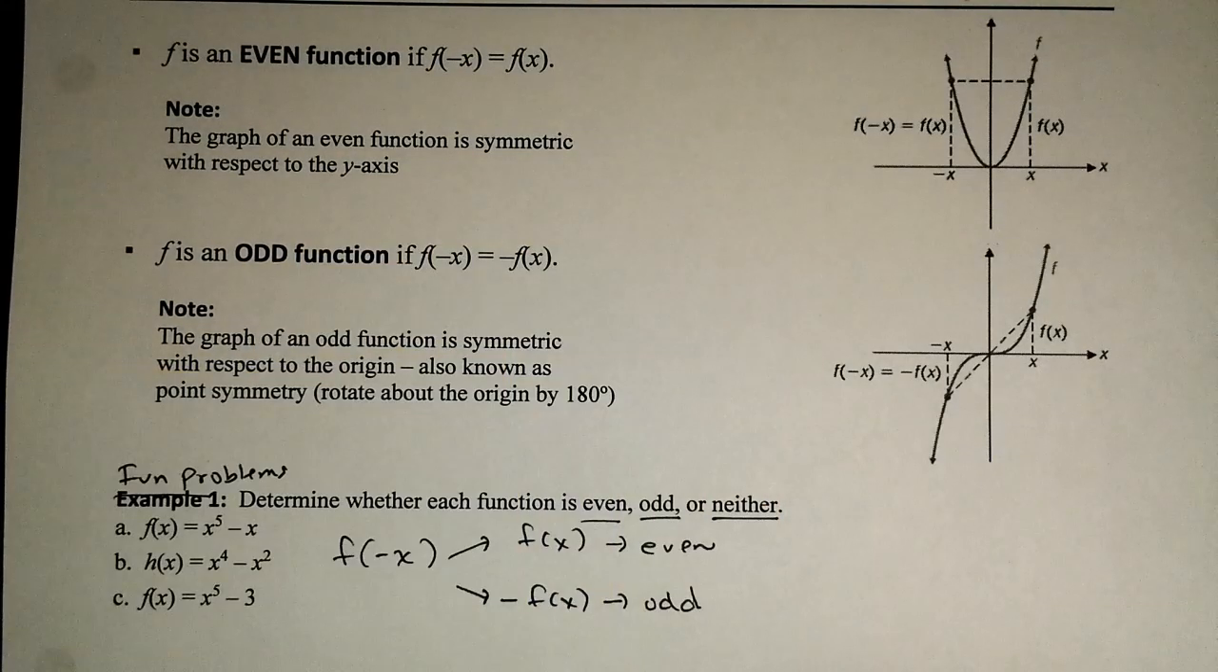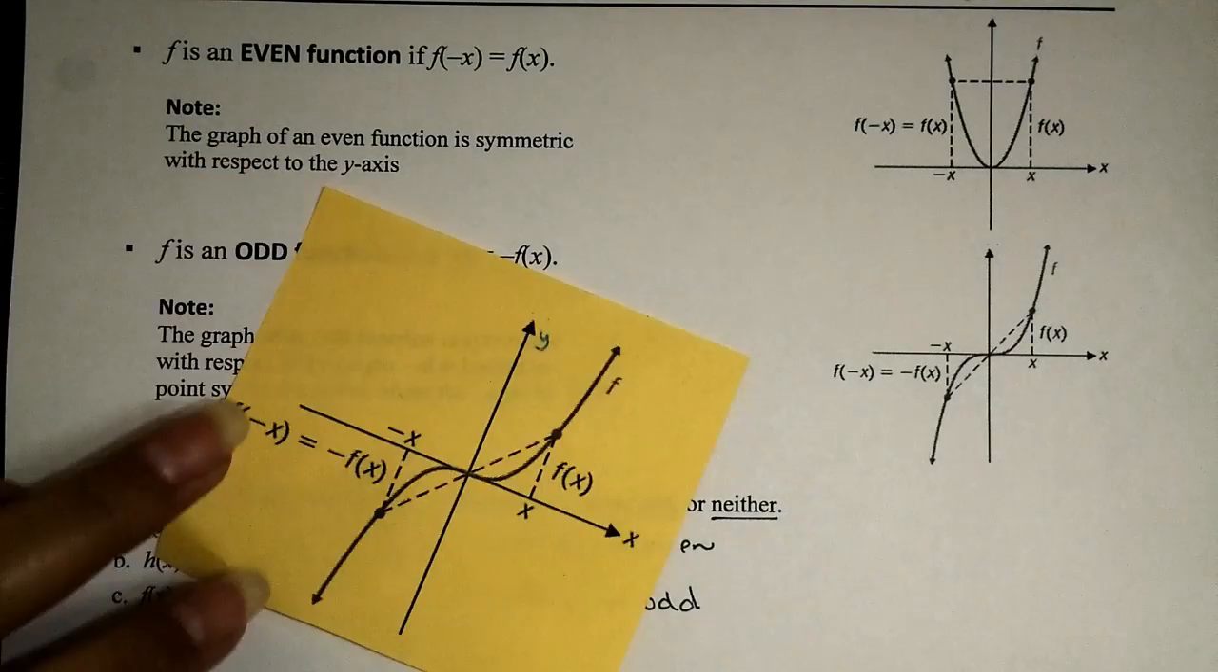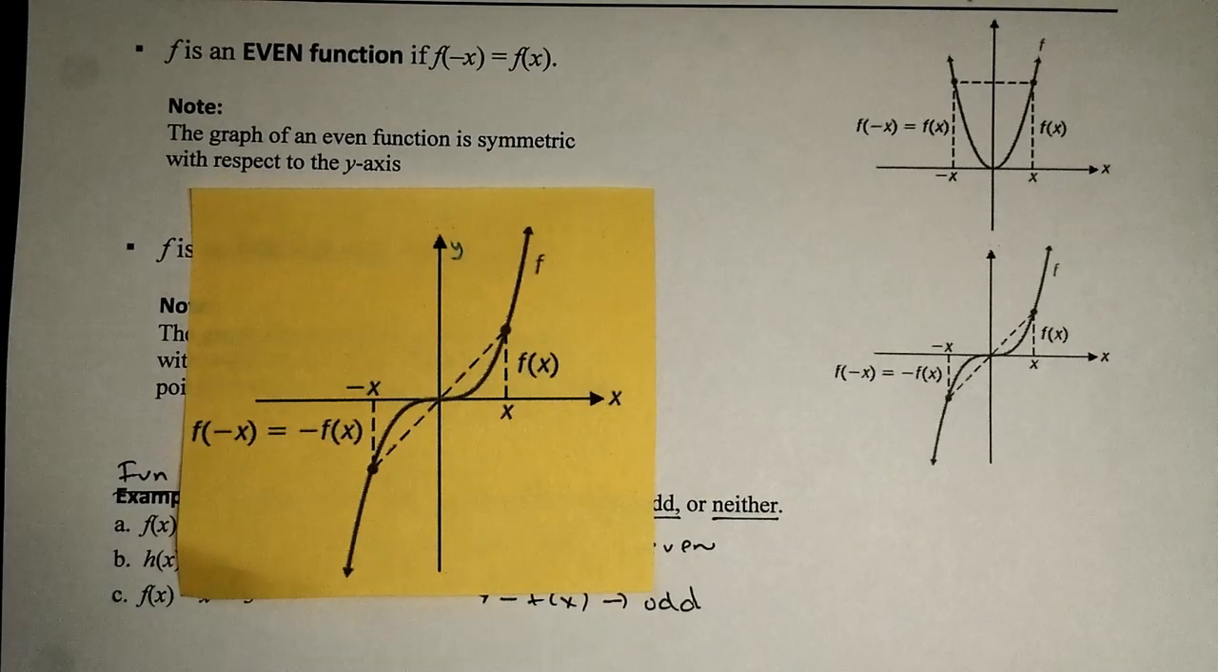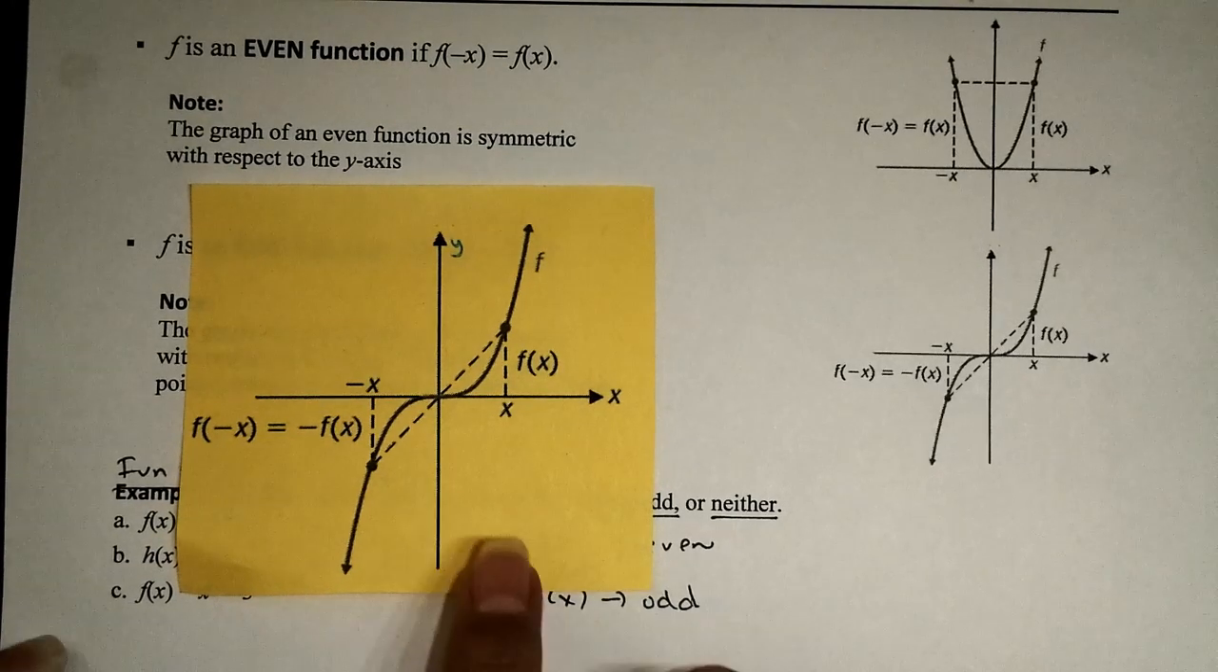Okay, now what about odd functions? Odd functions are not symmetric about the y-axis. The graph of an odd function is actually symmetric with respect to the origin. It's also known as point symmetry. So you guessed it, I'm going to take out another special effect. Alright, so the graph of an odd function is symmetric with respect to the origin.